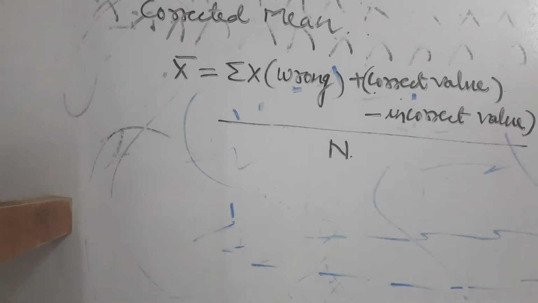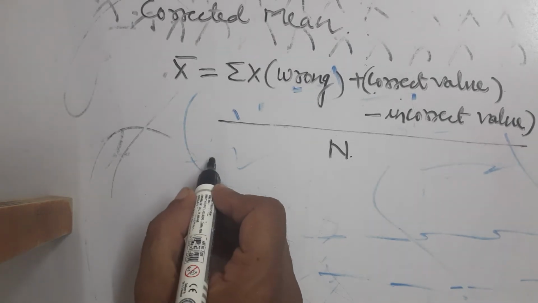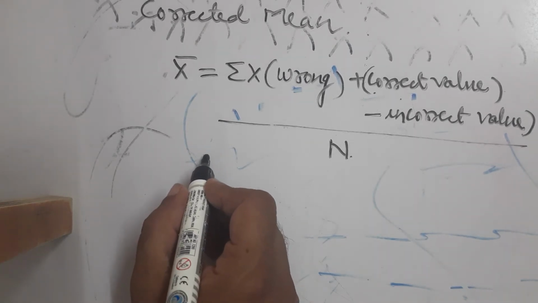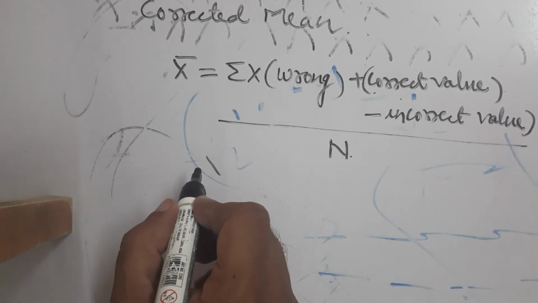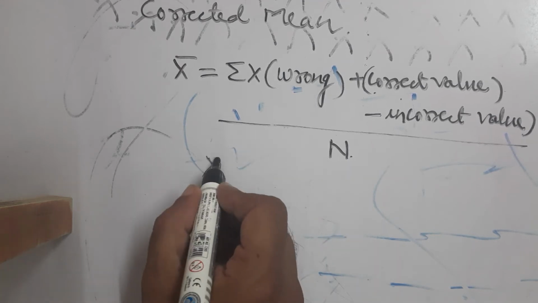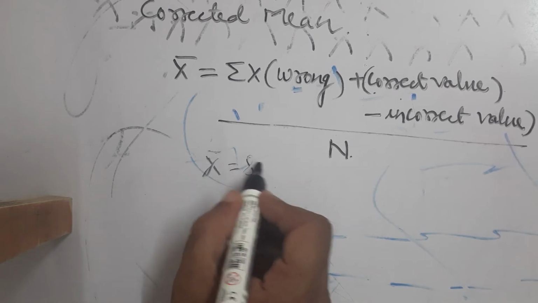Now see, I am reading one question. The question I am not writing here. I am reading, just listen carefully. Mean marks obtained by 100 students are estimated to be 80. The average marks of 100 students are 80. So average means mean. So x bar is 80.